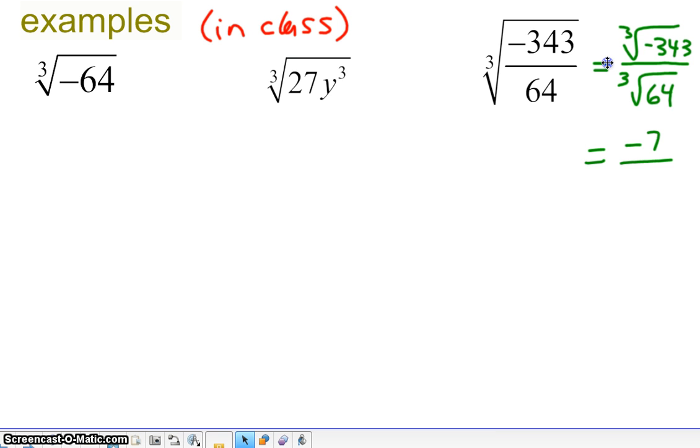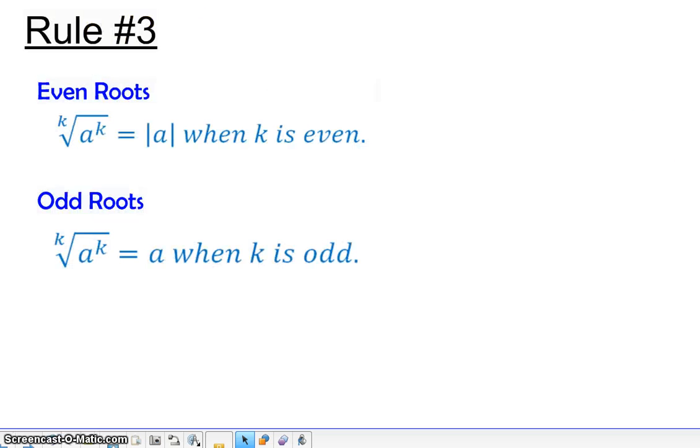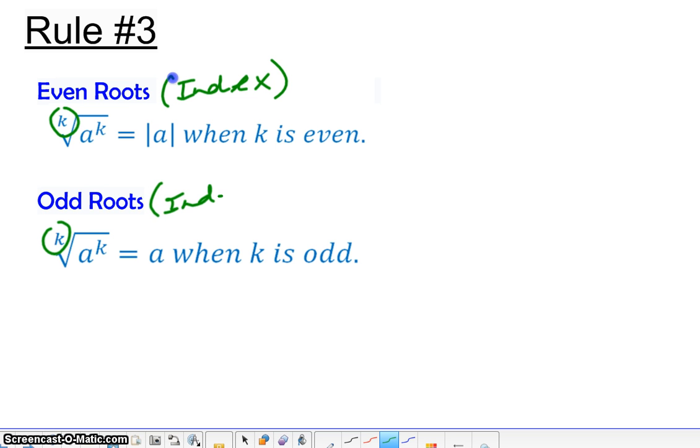Okay, so now let's go on to the third rule, which is to separate the even roots and the odd roots. What I mean by roots is index, of course, that little number that's on the outside of the radicand, or the radical sign. So you're looking at the odd index, you're looking at the even index. There's going to be absolute values, and here you don't have to worry about it.